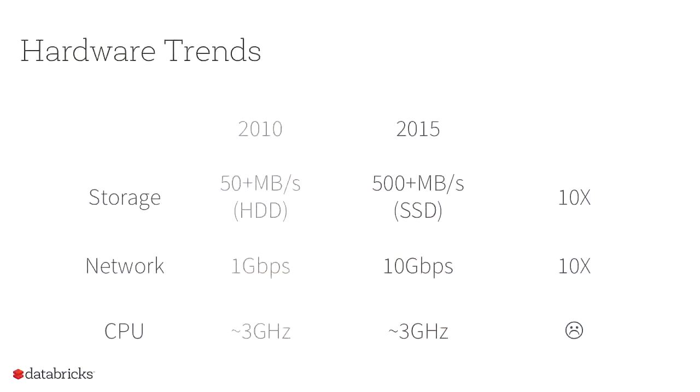CPUs, surprisingly, haven't changed that much. So in case you haven't been paying attention in the last 5 years, storage and network both increased the throughput by almost 10-fold, whereas CPU frequency and CPU development kind of plateaued.